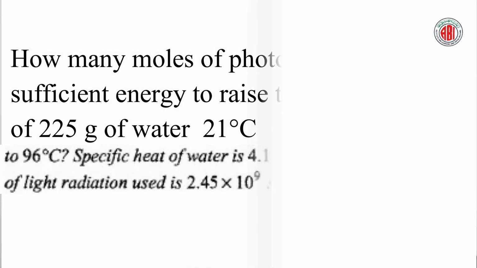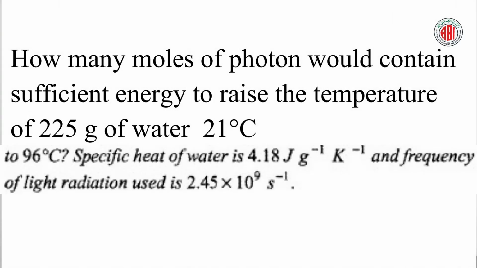Okay, now look at this next question, guys. How many moles of photon would contain sufficient energy to raise the temperature of 225 gram of water at 21 degrees Celsius to 96 degrees Celsius? Specific heat of water is 4.18 joule per gram per Kelvin, and frequency of the light radiation used is 2.45 into 10 to the power of 9 per second. Let us see how to solve this problem.